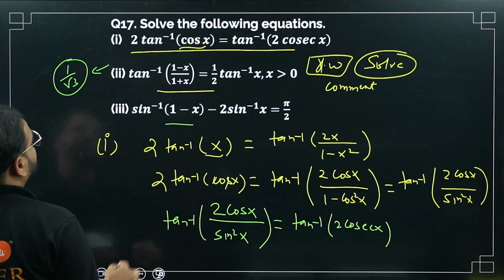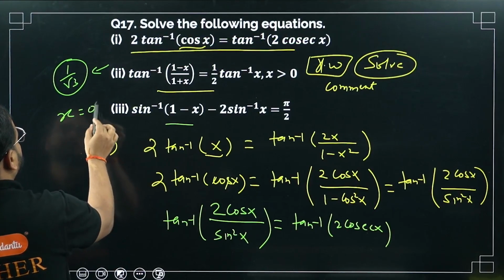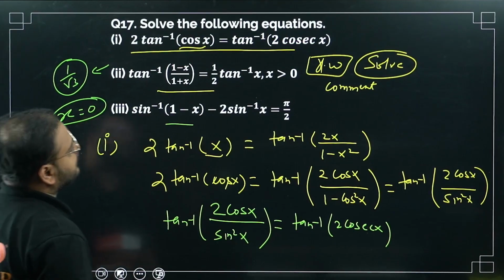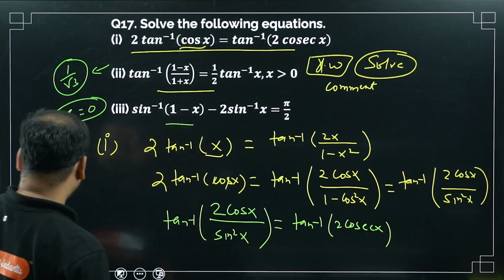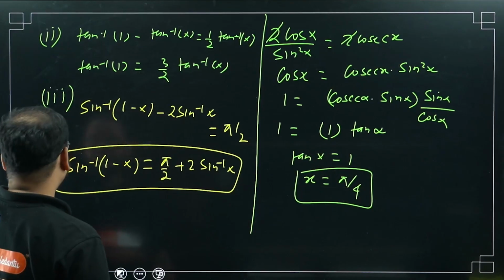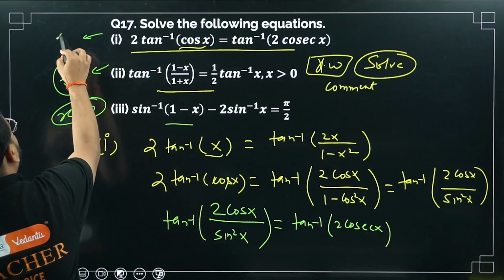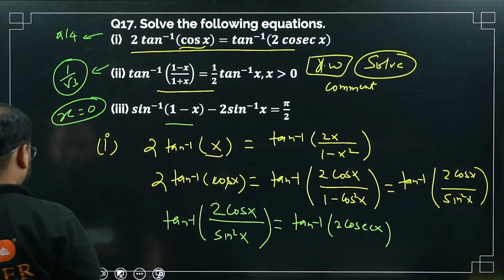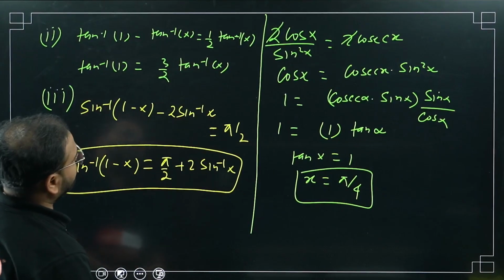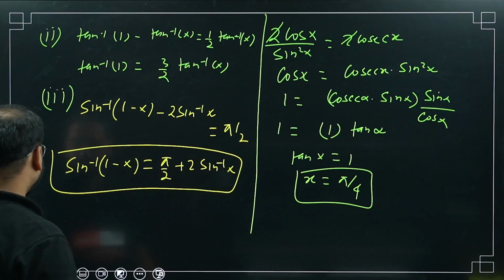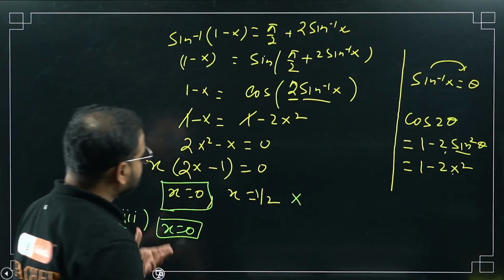I'll write it over here also. X equals 0. For the first part, what did I get? For the first part I got pi by 4. I'll write it over here also. Pi by 4, correct? Yes, pi by 4. Okay, so I hope this is simple to you.